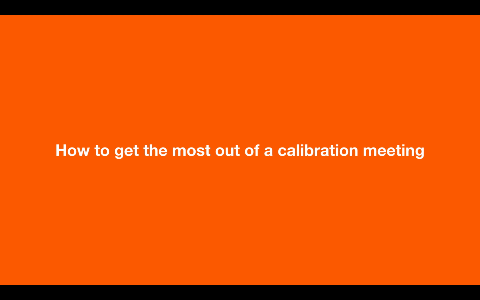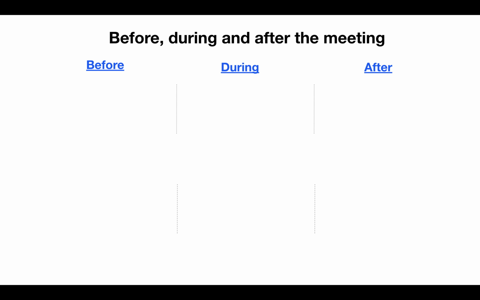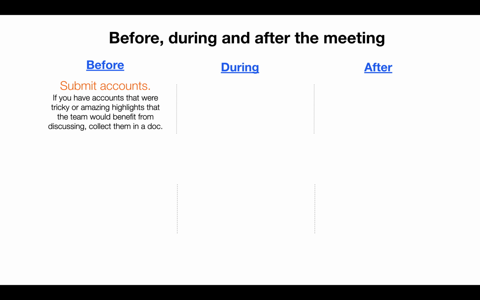Now, how can you get the most out of a calibration meeting as a participant? Before the meeting, submit accounts. We recommend you save any accounts you come across during your reviews that you think may generate a good discussion during a calibration meeting. For example, maybe you have an interaction or account you want to highlight as a job well done. Or maybe you reviewed an interaction or an account where you were conflicted on how to score. Keeping these in a doc on an ongoing basis can help you and your teammates have valuable calibration meetings in the future.